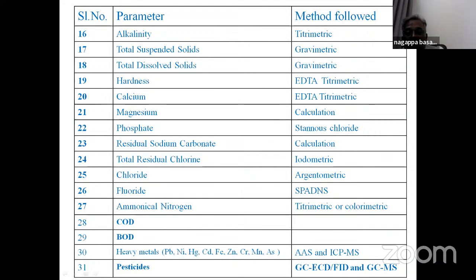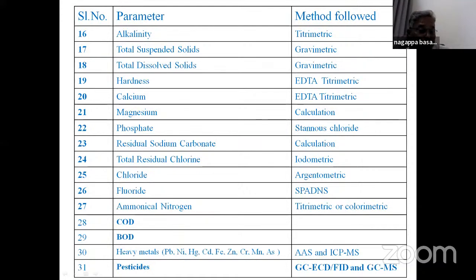Residual sodium carbonate is more important; we have to calculate it. Phosphate is also important. If phosphate content is there in the water column or water bodies, immediately algae is going to bloom. Then total residual chlorine, for industrial wastewater, generally for treatment purposes, they are using a lot of chlorine.